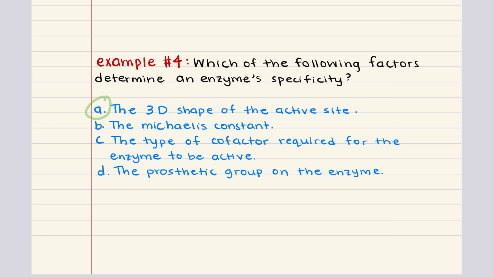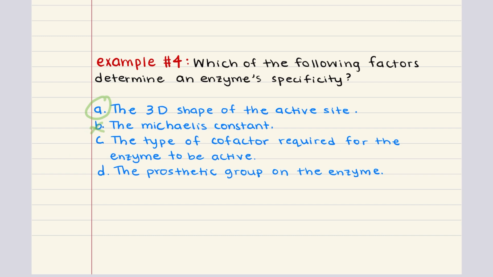B says the Michaelis constant, or Km. While Km does tell us about an enzyme's affinity for its substrate, it's just a measure of activity, not something that determines specificity. It describes how tightly the enzyme binds, not which substrate it prefers. So this is not the right answer.